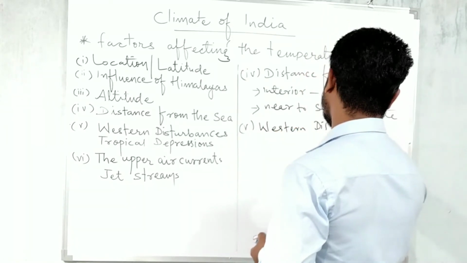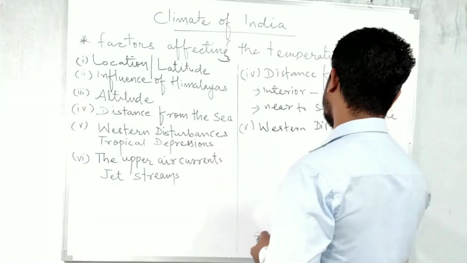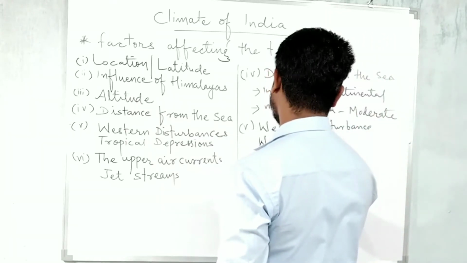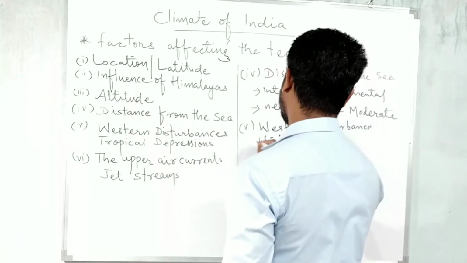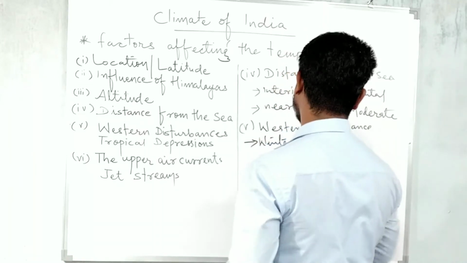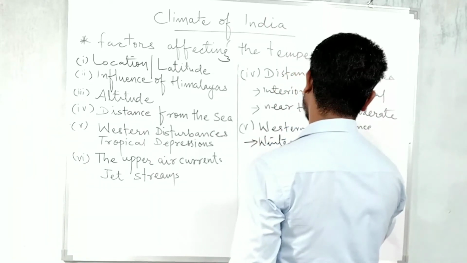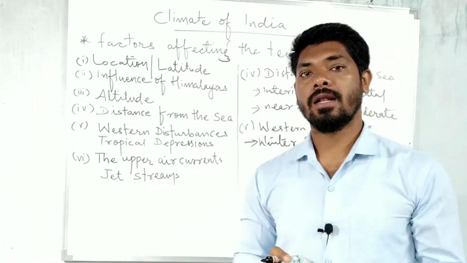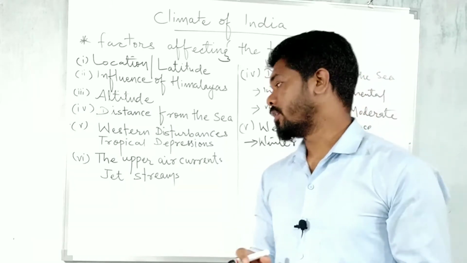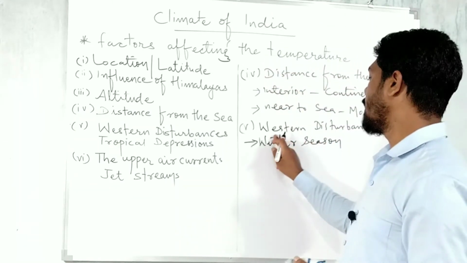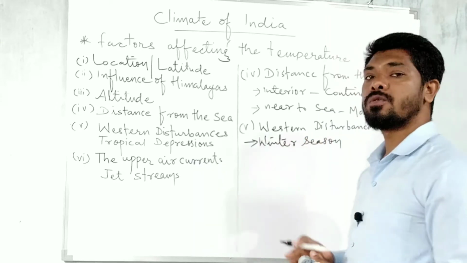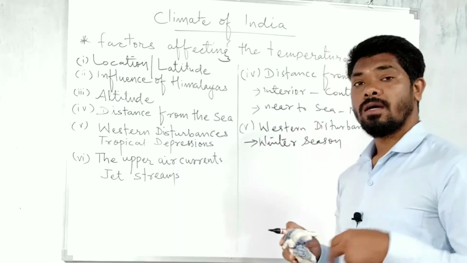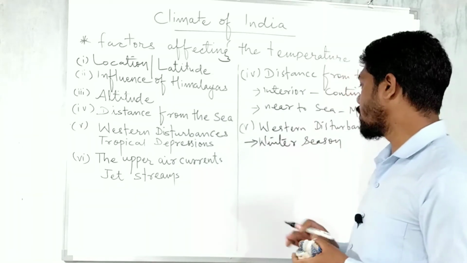Western disturbance. The fifth one is western disturbance. During winter season, what happened during winter season? Might be experiencing rain in Uttar Pradesh, Haryana and Punjab, Himachal Pradesh. So during winter season, what happens? That is mainly beneficial for the wheat crops, or if it is so heavy, it will be damaging, or it will be very loss for the crops.